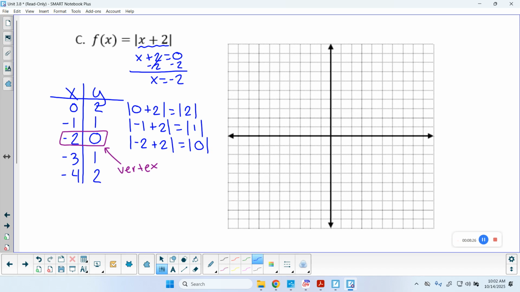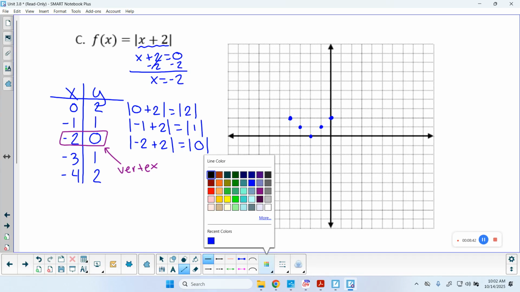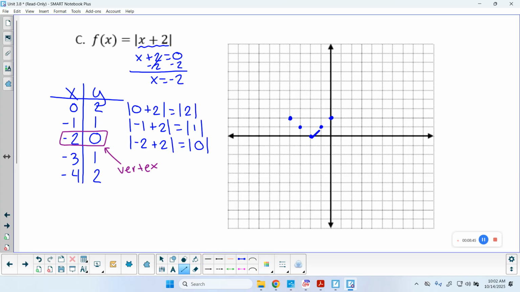Now we're going to go ahead and plot those points, so we're all going to go ahead and do that here real quick. Once we plot our 5 points, we can see that it did make a V. So with that, we're like, okay, more than likely we did it correct. So now we're going to go ahead and connect the points together with some straight lines. And we need to make sure we have an arrow on both sides. Now that it is graphed, we can identify the domain and the range.